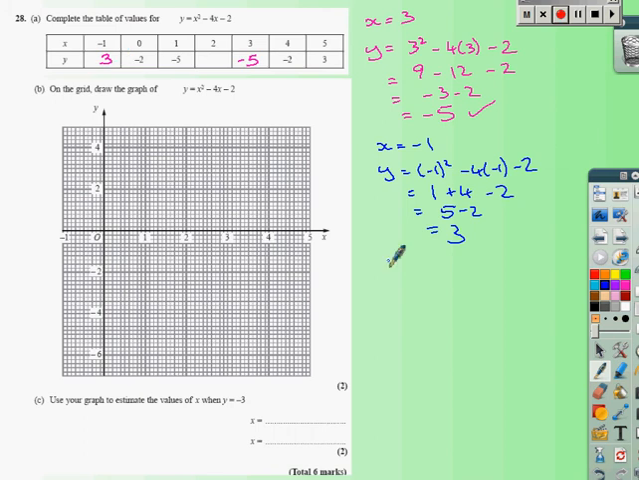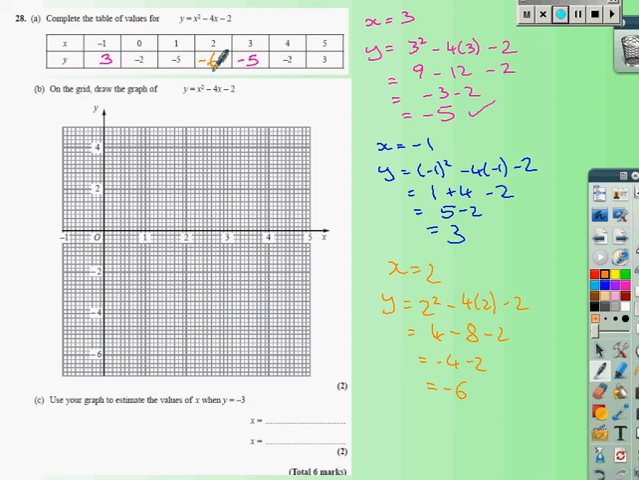But what about when x equals 2? That one we have to work out, even though we've spotted the symmetry. So let's put it in. So y equals 2 squared minus 4 times 2 minus 2. 2 squared is 4. 4 times 2 is 8. Got to take away the 2. 4 minus 8 is minus 4. And minus 4 minus 2 is minus 6. So that's our minimum point there.